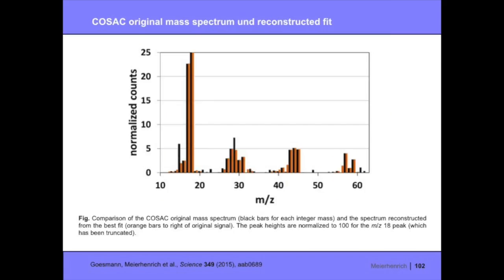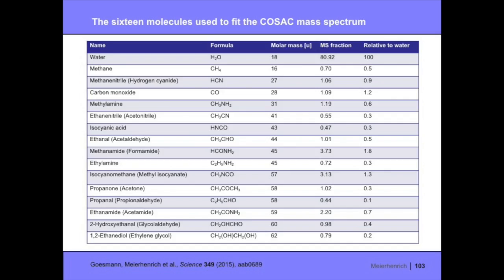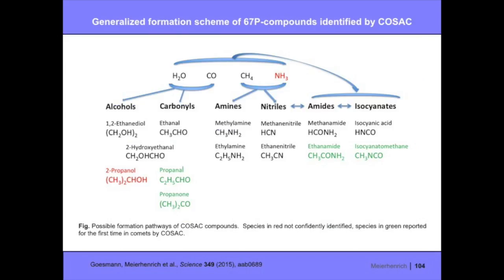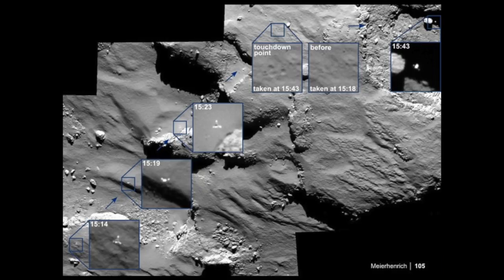So here we have in black the measured mass spectrum, and in orange a mass spectrum that we reconstructed as a fit to the black spectrum. And for this fit we require 16 molecules, and here they are. Another representation of these 16 molecules: they are alcohols, carbonyls, amines, nitriles, amides, and isocyanides. 16 different molecules, which give us reason to assume that the simulation we perform with cometary ice in the lab is very close to what is going on in real cometary ices.